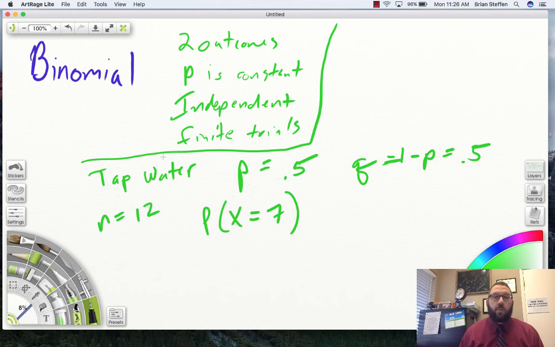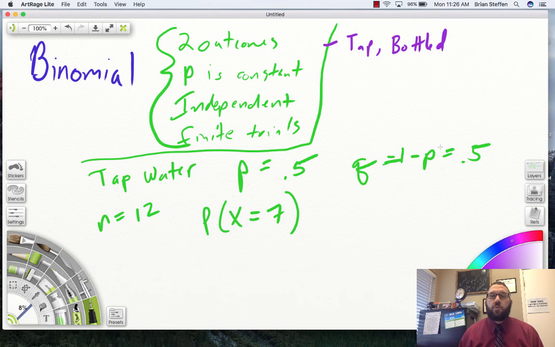So we go up here and we say to ourselves, is this a binomial situation? Are all 4 conditions met? Are there 2 outcomes? Yes, there's tap and bottled water. So there's exactly 2 outcomes. It's tap and not tap. Is the probability constant? Yes, 0.5 is P for all trials.